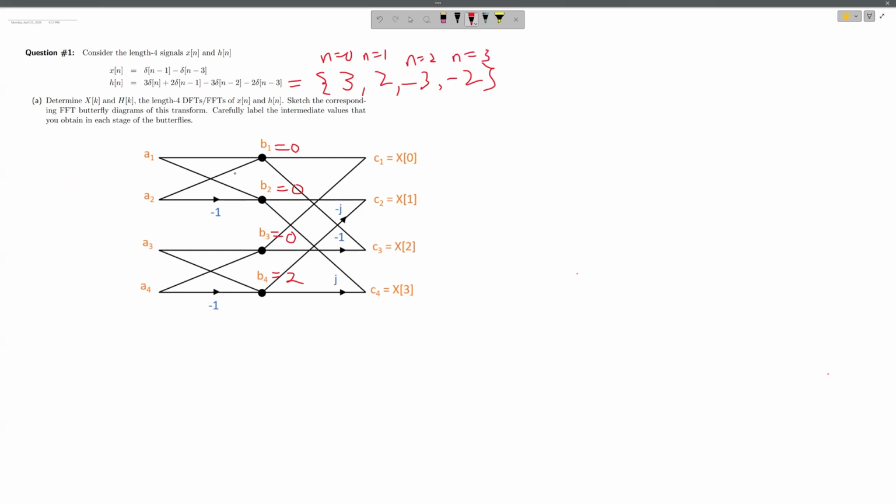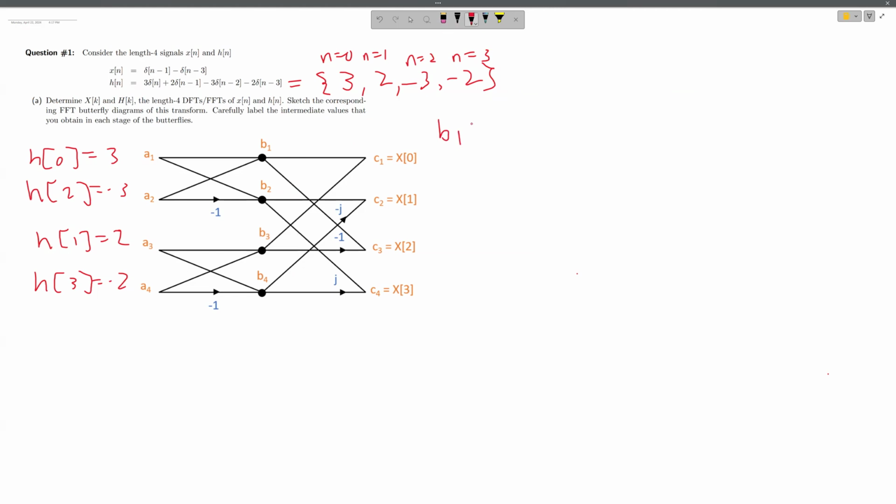You group the even terms. So h of 0 equals 3, h of 2 equals -3, h of 1 equals 2, h of 3 equals -2. And I forgot to erase these. Now, I want to solve for B1, B2, B3, B4.